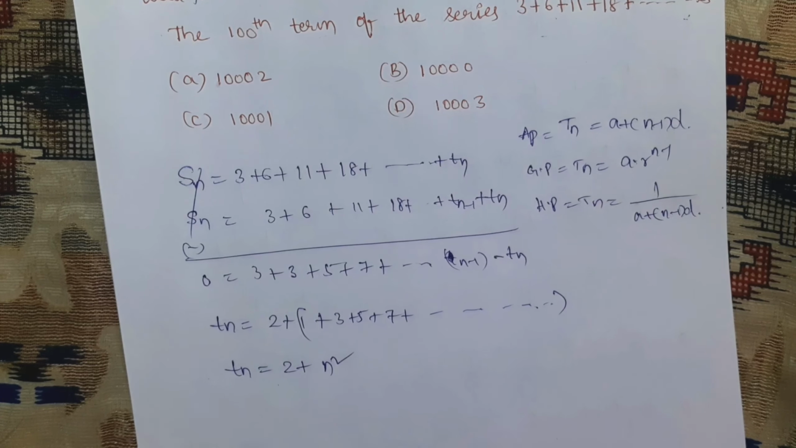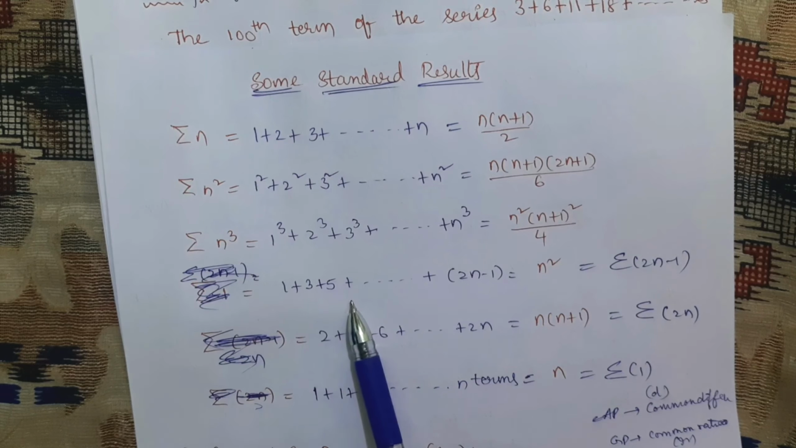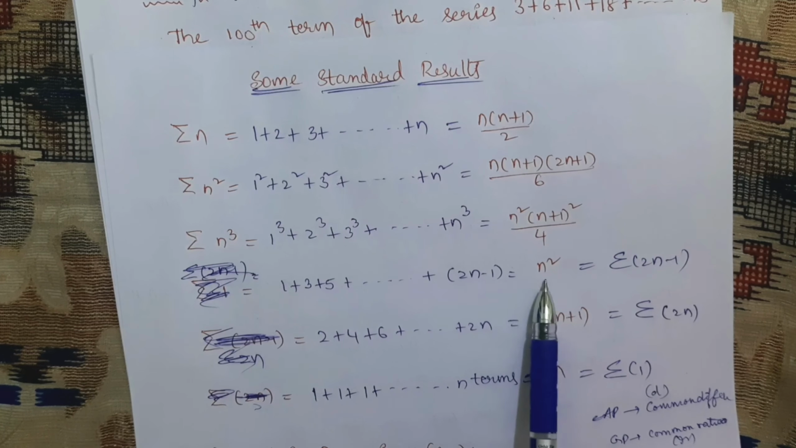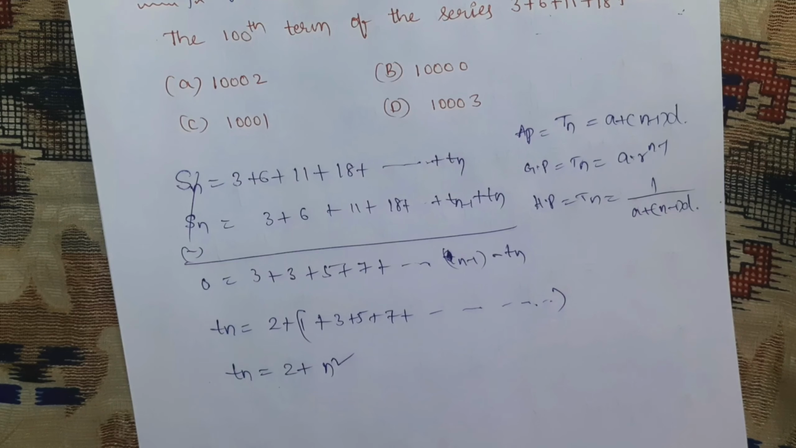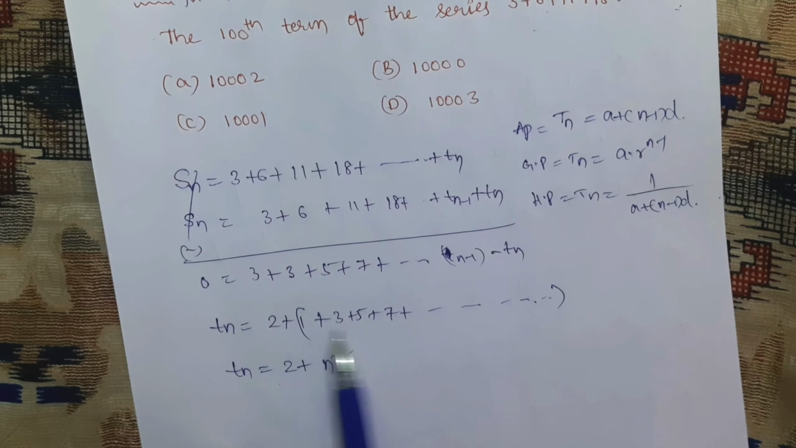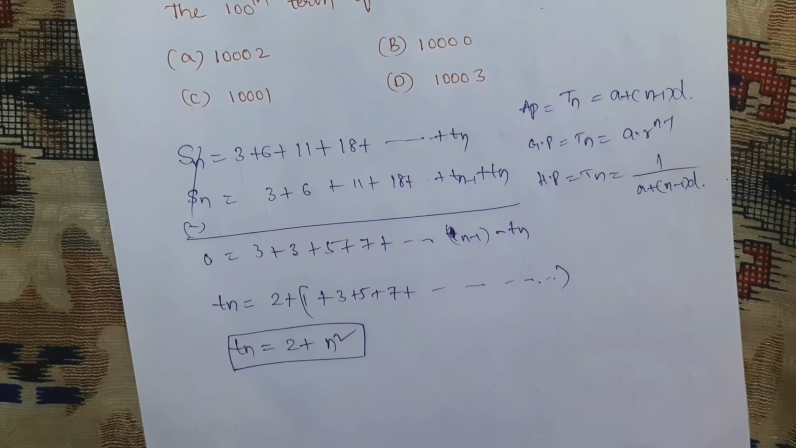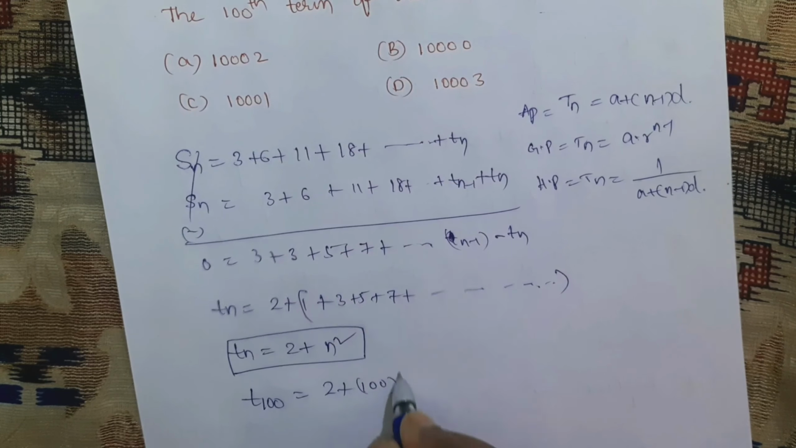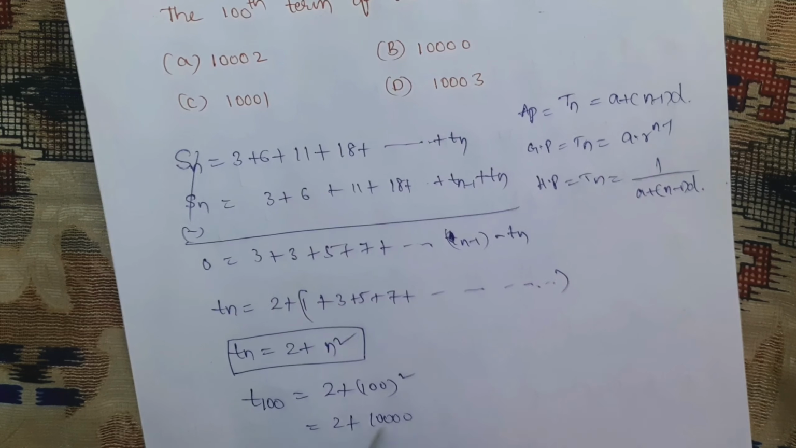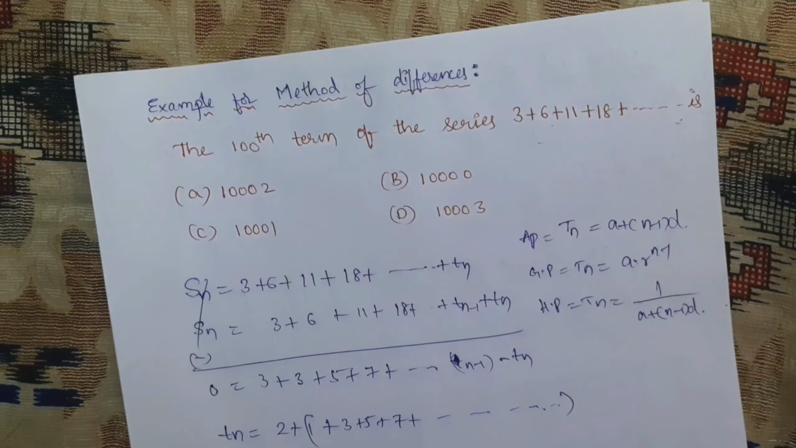We have a formula for this. I will show you. The sum of all odd natural numbers, 1 plus 3 plus 5 plus so on plus 2n minus 1, is equal to n square. Here we apply that formula, the sum of odd natural numbers, n square. So Tn we got is 2 plus n square. Now to find the 100th term, T100 is 2 plus 100 square, which is 2 plus 10,000, which is equal to 10,002, which is option A.